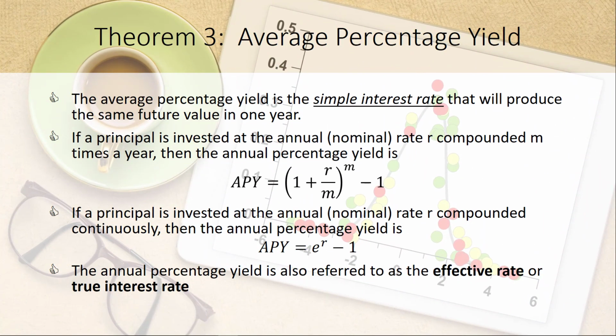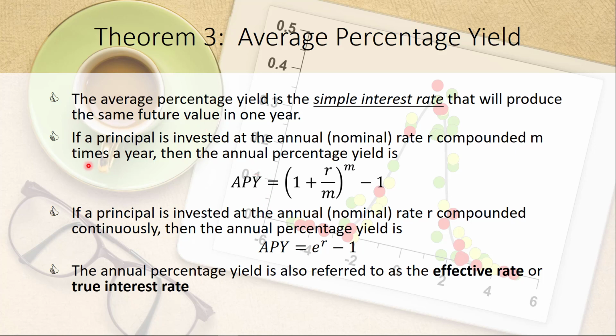Hi everybody, this is the continuation of section 2 of chapter 3 where we're going to wrap up our section on compound interest, and we're going to start with this thing called the average percentage yield. The average percentage yield is a tool or a metric that you can use to compare different types of investments or different types of loans with different rates and different compounding periods. Basically, the average percentage yield is the simple interest rate that will produce for you the same future value that a particular loan or investment will make in exactly 1 year.